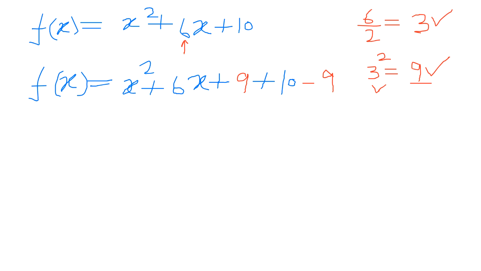So 9 is added one time, so we must also subtract it. Because we added 9 and subtracted 9, it is fine. The rest is x squared plus 6x plus 10, no change. So one time added and one time subtracted. And then, what to do? Then from here to here.